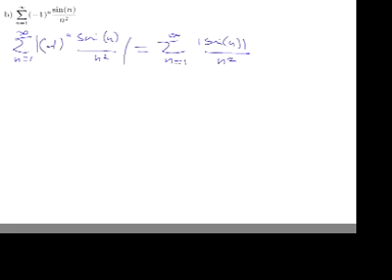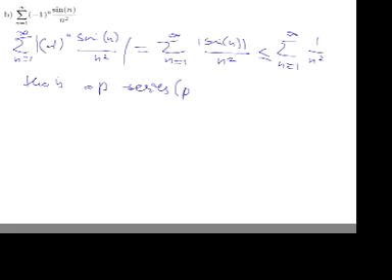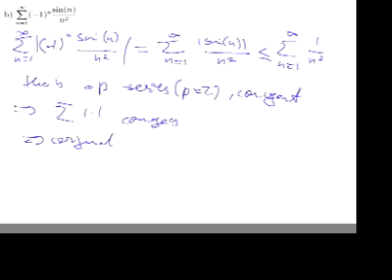Now we can easily see that the absolute value of sine of n is bounded by 1, so this is bounded by the sum n goes from 1 to infinity, 1 over n squared. And again, this is a p-series. For p equals 2, this is convergent. Therefore, we can conclude that the sum over the absolute values converges, and therefore the original series not just converges, but is absolutely convergent.